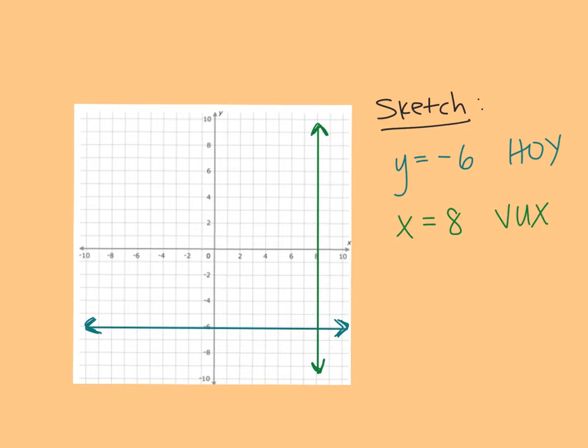And just as a reminder, a horizontal line is a function. It passes the vertical line test. However, a vertical line isn't. It literally does not pass the vertical line test. So this is actually called a relation here, and this one is a relation and a function.